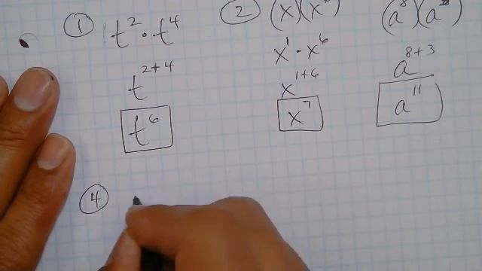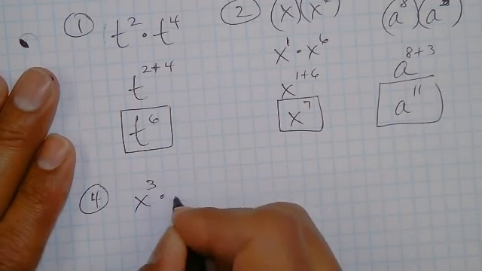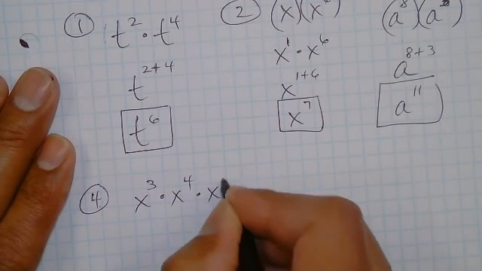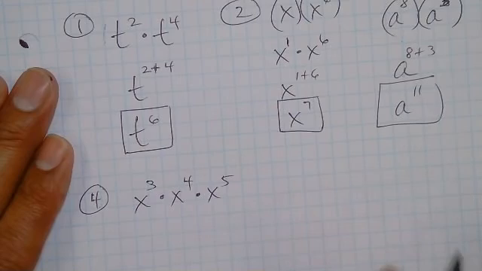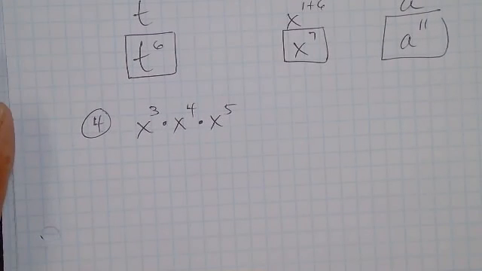Okay, last one like this, easy one, number 4, right? We're going to take it to the next level. What is X^3 times X^4 times X^5? How about that?